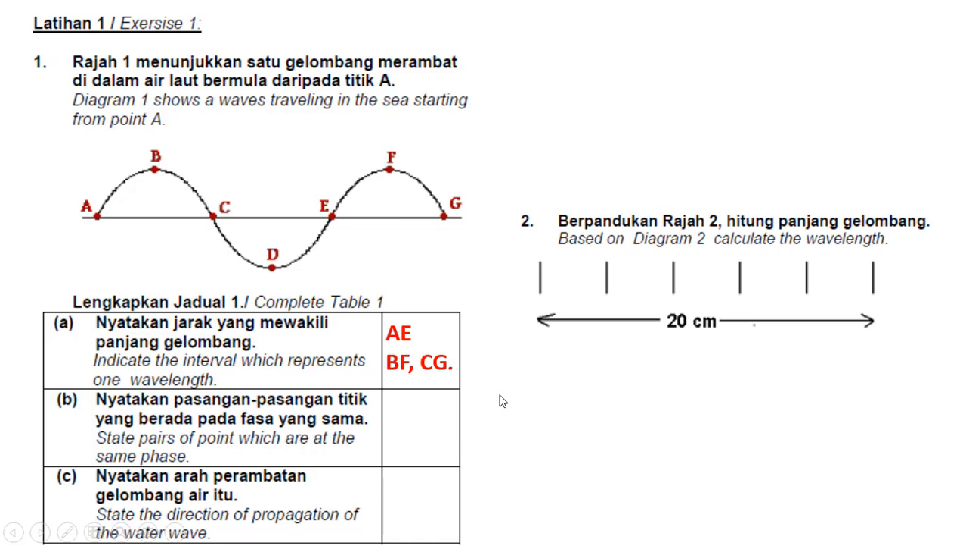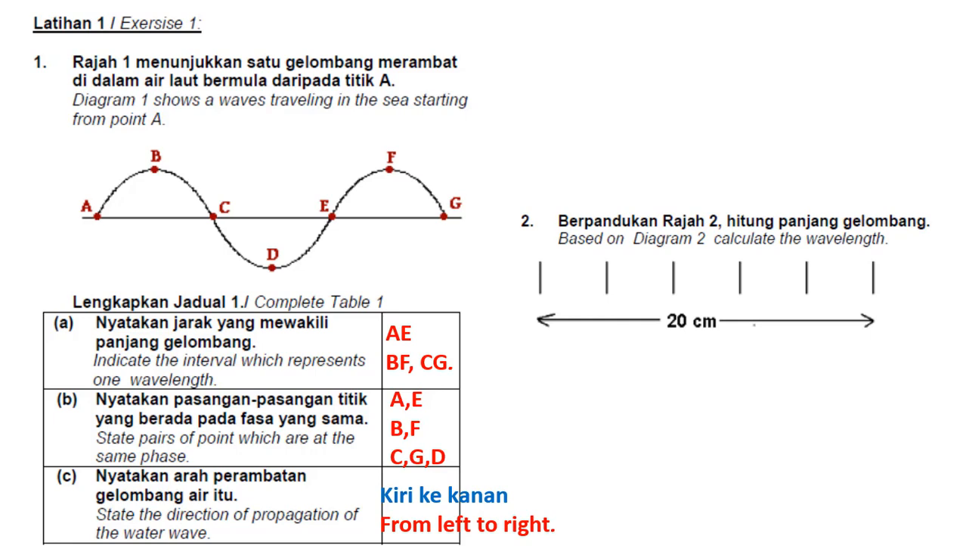State pairs of points which are at the same phase. So A, E. So this will be upward, E is also upward. B, F also upward. C going down, downward. D down, and also G going down. State the direction of propagation of the water wave. So it will move from left to right, or A to G.